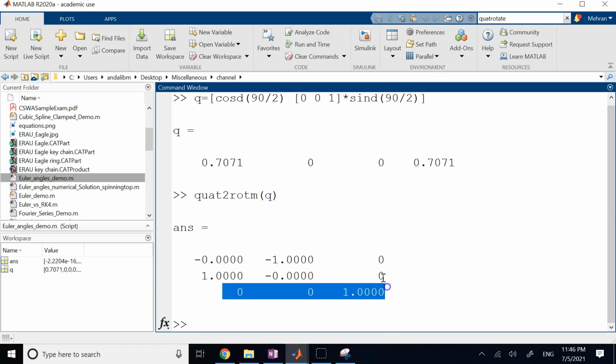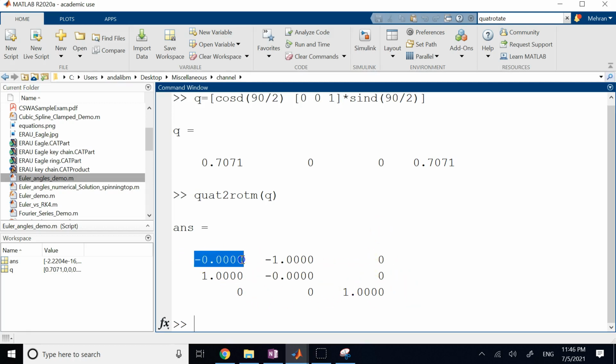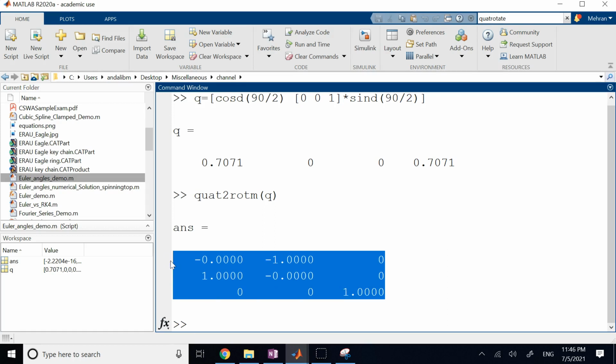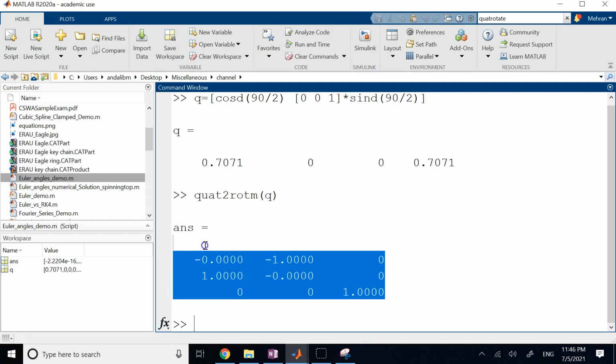Absolutely. If you look at the last row and the last column, you clearly see this is a rotation Z matrix. This is cosine of theta, cosine of 90, which is 0. This is negative sine theta, negative sine of 90, which is negative 1. This is sine theta, 1, and this is 0. So this is perfectly a rotation about the z-axis with angle 90 degrees. It's working absolutely right.